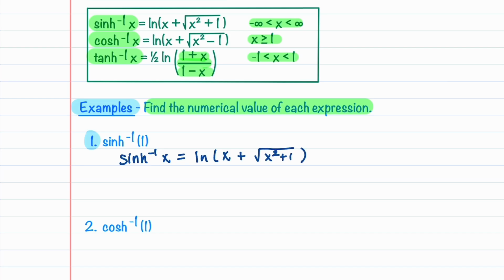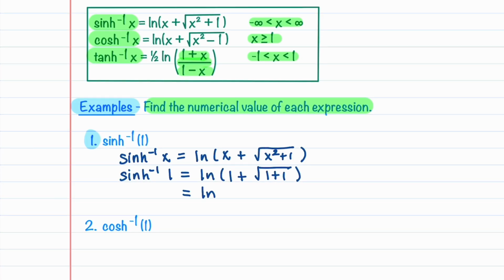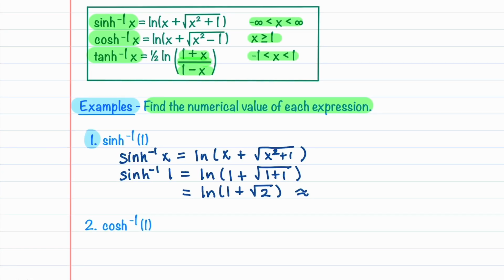Now what we're going to do is we're going to take x and let it be equal to 1. So we have inverse sinh of 1 is natural log of 1 plus the square root of 1 plus 1. And this is the natural log of 1 plus the square root of 2. If you put that into your calculator, you get an approximate value of 0.8814. This is our exact answer, and then this is the approximate answer.